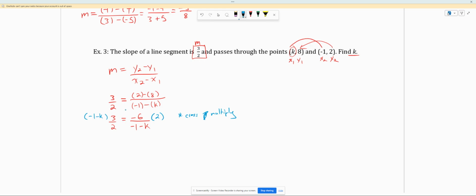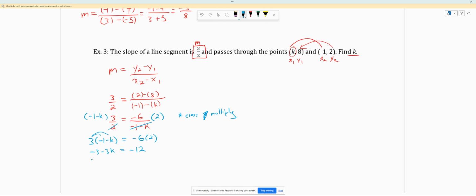When we do that, everything actually cancels, and we're left with what's up above here. So we're going to have essentially 3 multiplying that bracket, -1 minus k, is equal to -6 times 2. Then let's multiply that in. We know how to do this. It's -3 minus 3k is equal to -12. And now we need to solve this for k.